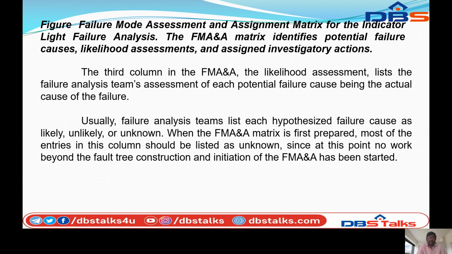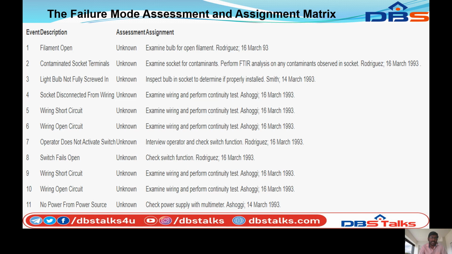It lists the failure analysis team's assessment of each potential failure cause being the actual cause of the failure. So this is the third column. It looks like the assessment. You can already see in the figure the third column, this one, this is the assignment.